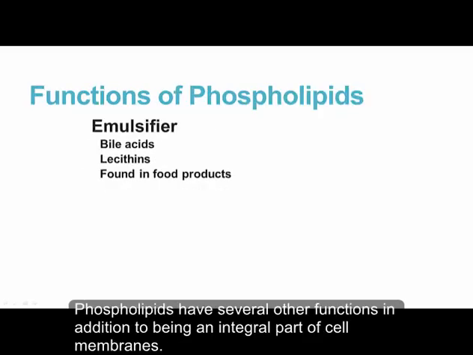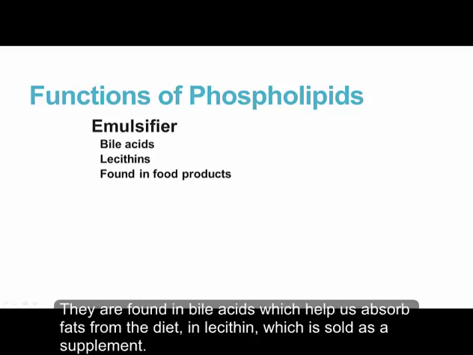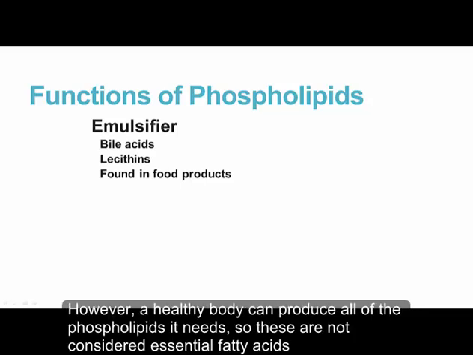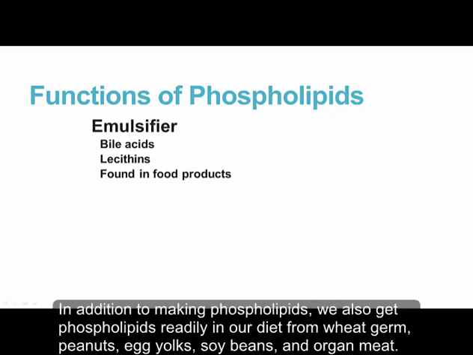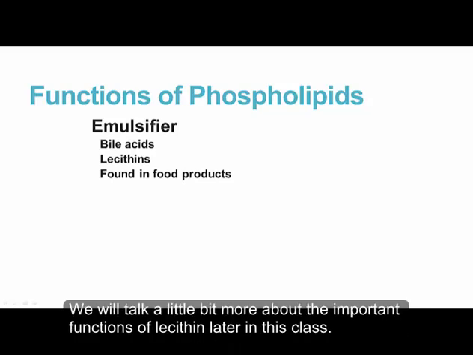Phospholipids have several other functions in addition to being an integral part of cell membranes. They're found in bile acids, which help us to absorb fat from the diet, and in lecithins, which is sold as a supplement. However, most healthy bodies can produce all the phospholipids they need, so it's not considered an essential fatty acid and really isn't needed as a supplement. In addition to making phospholipids, we also get phospholipids readily in our diet from wheat germ, peanuts, egg yolks, soybeans, and organ meats. And we'll talk a little bit more about the important functions of lecithins later in this class.